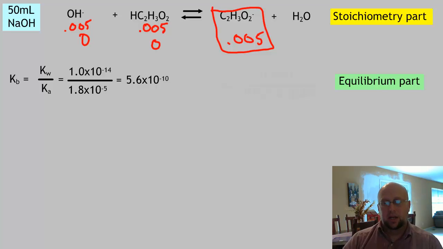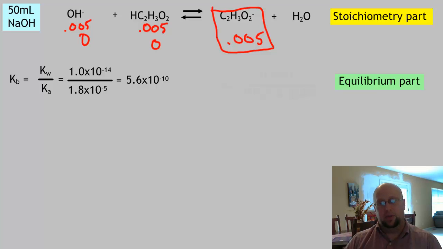What I have is a really weak base. Okay, acetate doesn't give off hydroxides, or I'm sorry, doesn't give off hydrogens. Acetate is going to take in hydrogens, right? It is an acceptor of hydrogens, not a donor. So this is a very weak base.